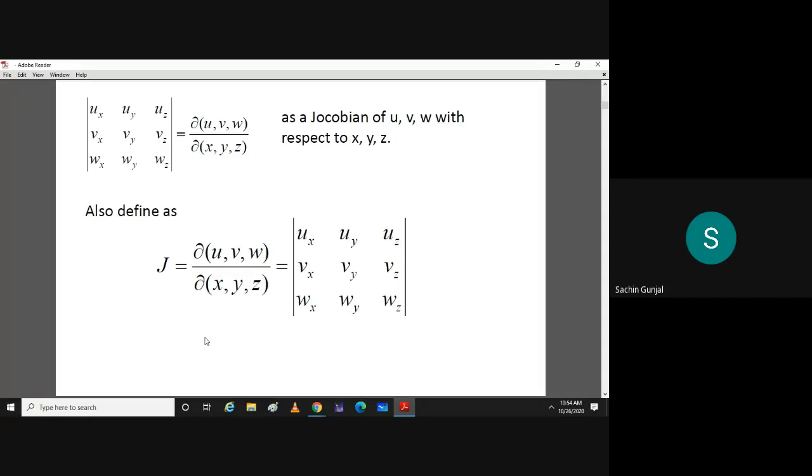Done? Only this definition, J equal to dabba of u, v, w with respect to x, y, z? Yes, sir. Fine.